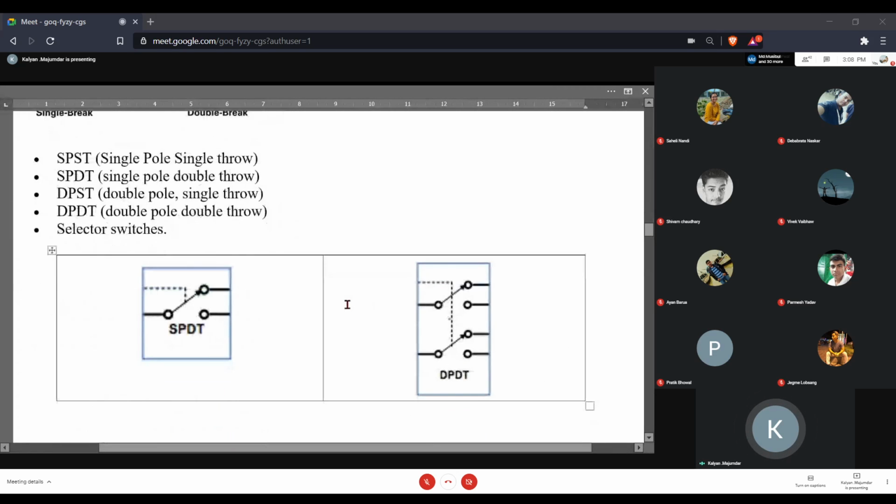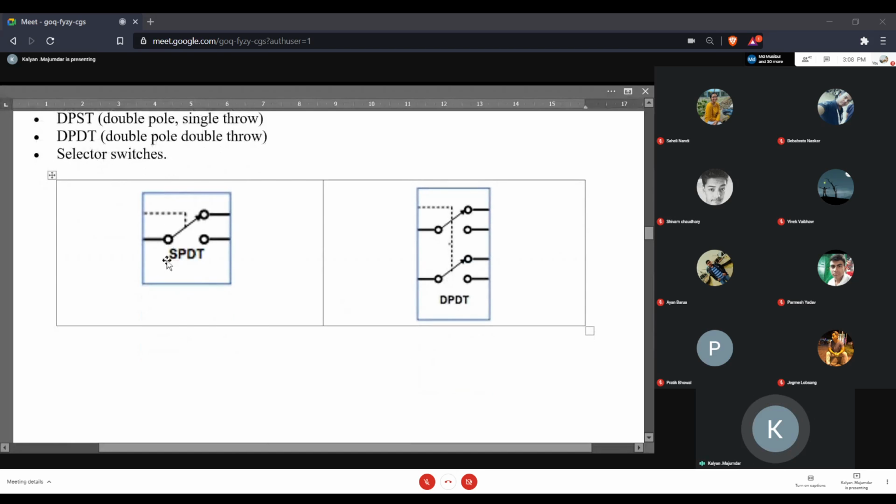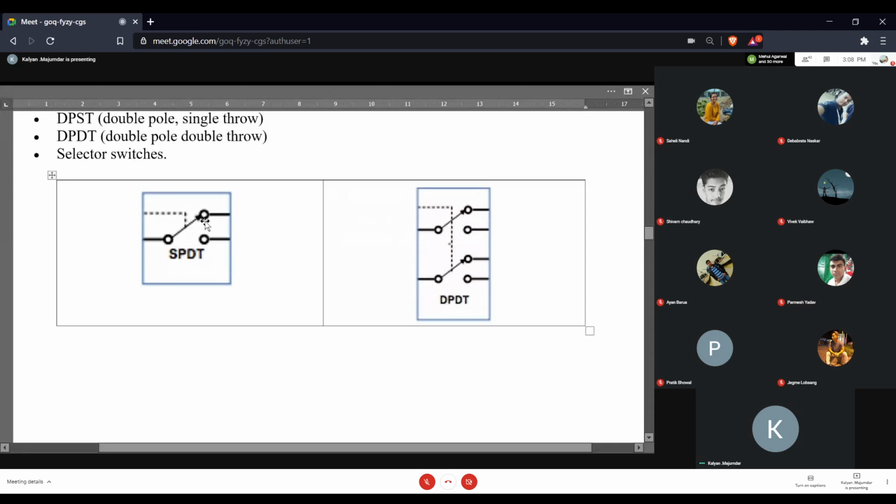Break, okay, I'll come to break. See, this is single pole. You just spin already. Independent electrical circuits.